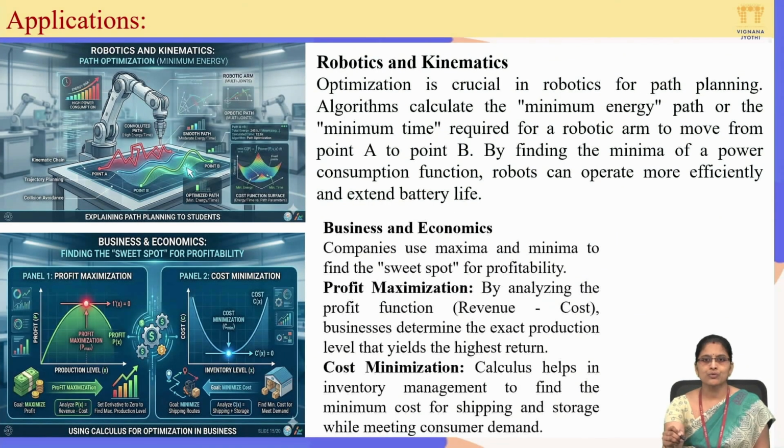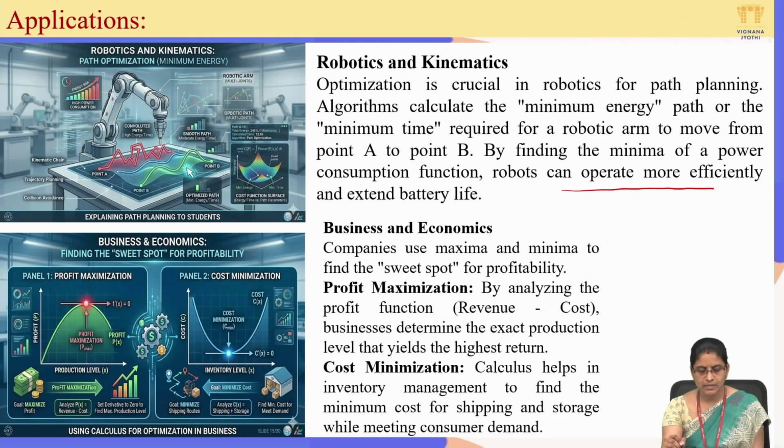Calculus is also used in robotics and kinematics. In robotics, it explains path planning. Optimization is very crucial in robotics for path planning, to calculate the minimum energy path or the minimum time required for the robotic arm to move from one point to another. By finding the minima of a power consumption function, robots can operate more efficiently with extended battery life.